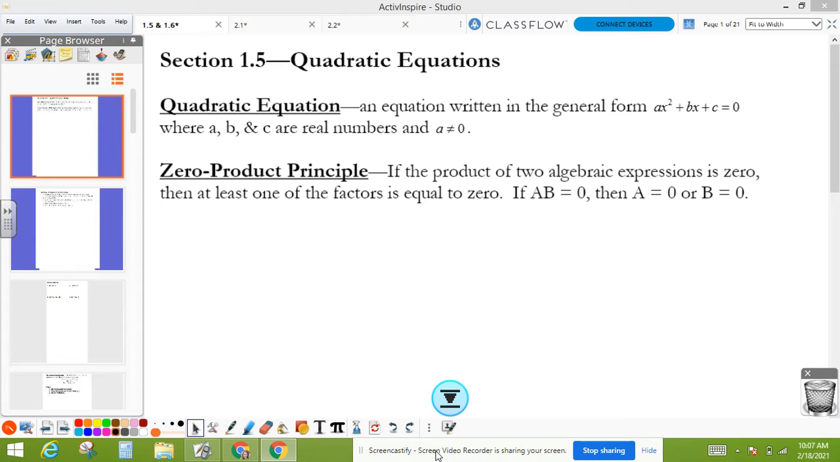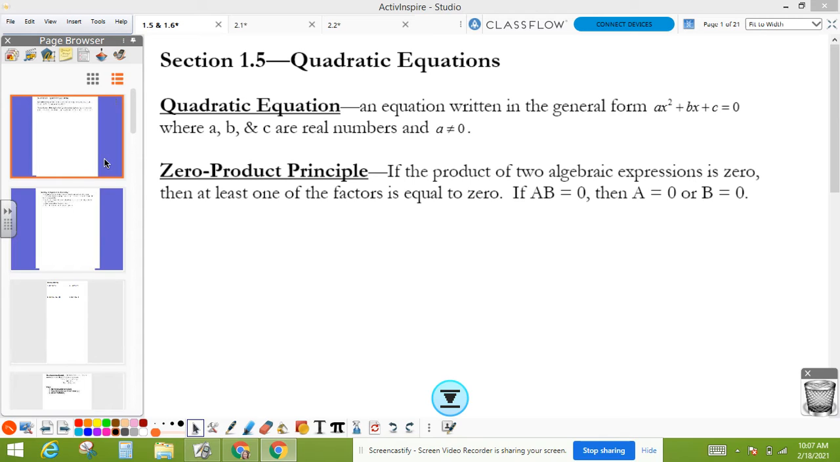Okay, so we're starting section 1.5. We'll take like a day and a half, I guess, to do 1.5 because we'll do part of it today and finish it tomorrow and then start on 1.6 tomorrow. 1.5 is solving quadratics, but there's 4 different ways that you can solve a quadratic.